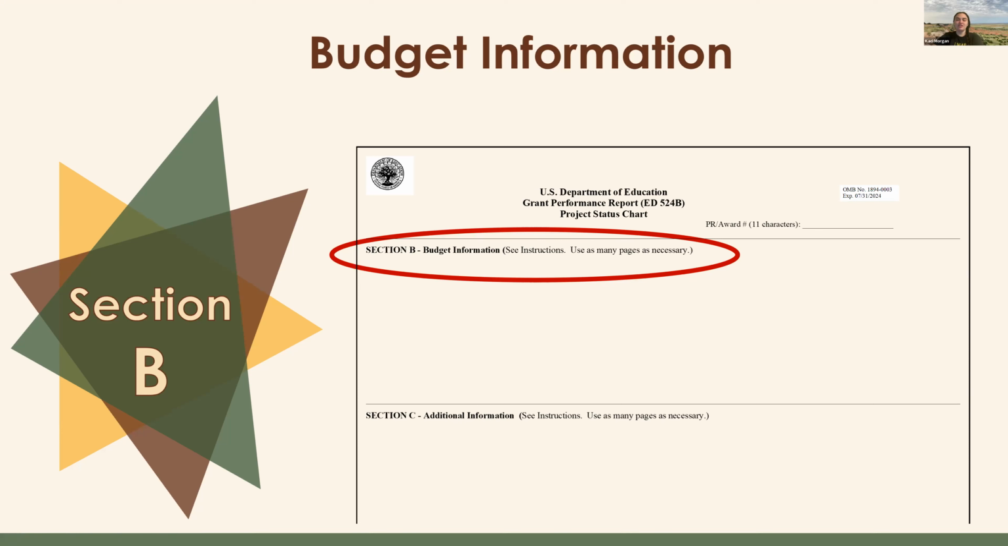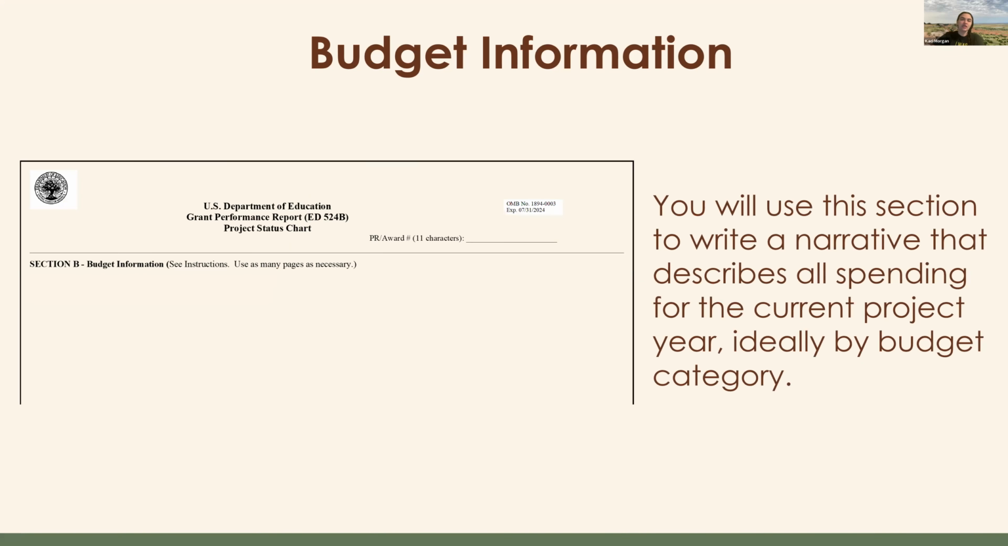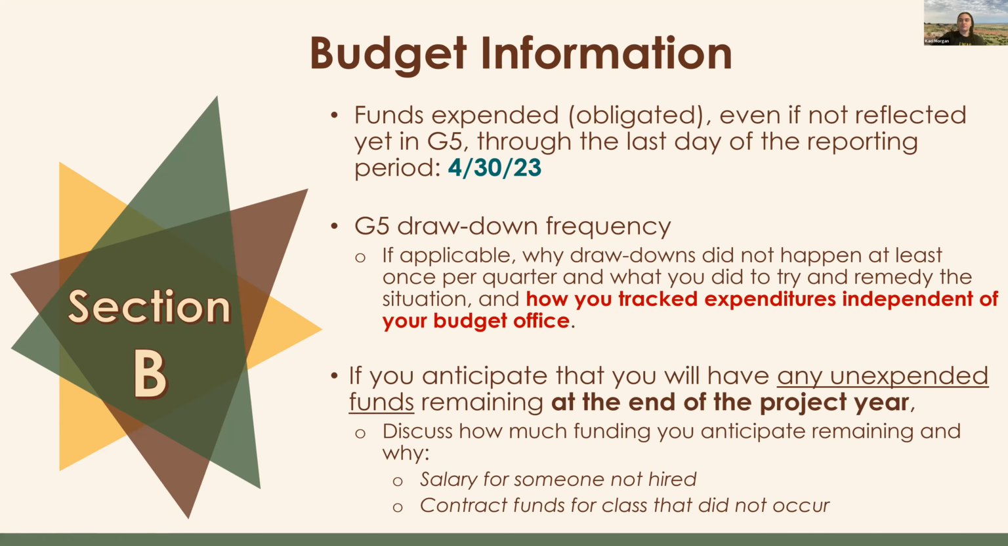Okay, so B for budget. You'll use the section at the top there to write a narrative that describes all spending for the current project year, ideally by budget category. Remember, for your budget information, you are providing information about funds expended and drawn down through G5, through the last day of the reporting period, which was 4/30/23.